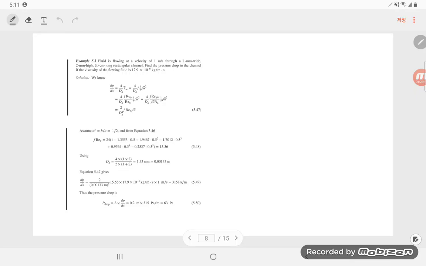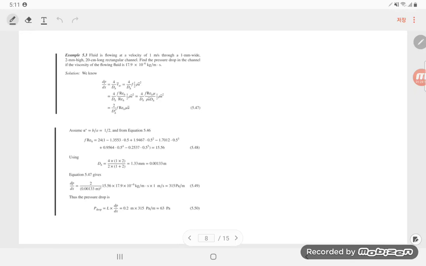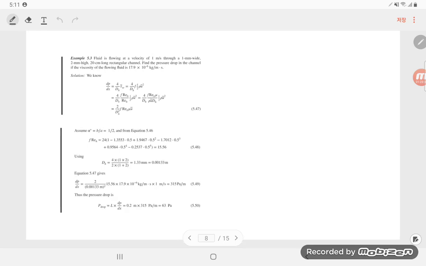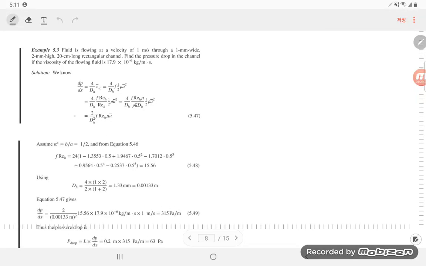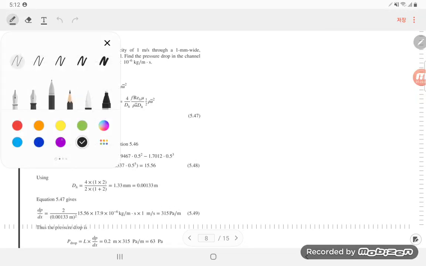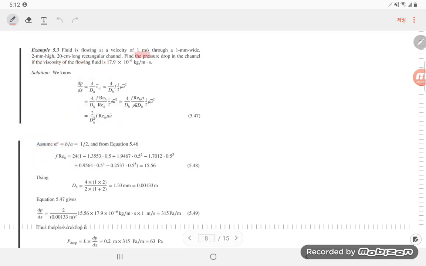Okay, let's solve example 5.3. Fluid is flowing at a velocity of 1 meter per sec through a 1 millimeter wide, 2 millimeter high, 20 centimeter long rectangular channel. Find the pressure drop in the channel if the viscosity of the flowing fluid is this value. To solve the pressure drop, right? Pressure gradient dp dx, and if we multiply by the channel length, then we can obtain the pressure drop through the channel.